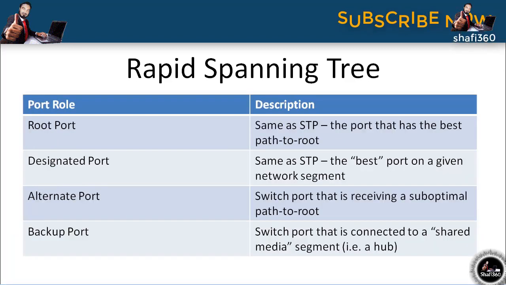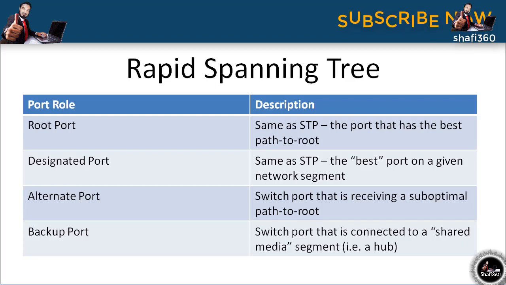Now we'll talk about the port roles, and you'll recall in our lab I mentioned the port roles because they're listed in the newer IOS switches, even though the port roles really aren't used in 802.1D spanning tree. Now the root port and designated port in rapid spanning tree are exactly as they are in regular spanning tree protocol. The root port is the port that has the best path to the root, the lowest hop or the lowest port cost. The designated port is the same as spanning tree. It's the best port on a given network segment.